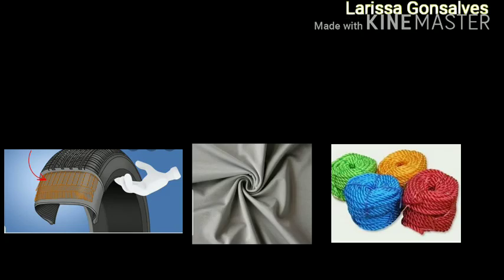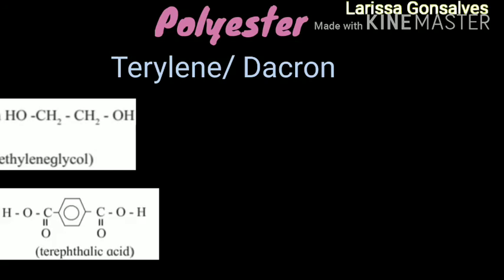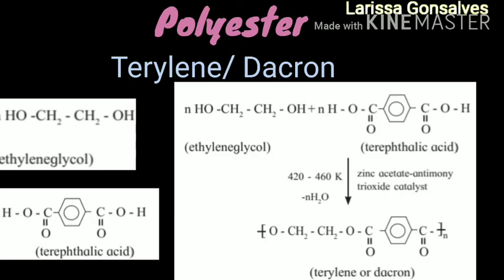Polyester polymers are classified with the help of an ester linkage. The most important polyester which we are going to study is called terylene or dacron. The monomers used for the formation of terylene are ethylene glycol and terephthalic acid. This is the formula of the two monomers. We are going to eliminate OH from ethylene glycol and H from terephthalic acid, which means we are eliminating a water molecule, and hence join the two monomers together to obtain terylene.